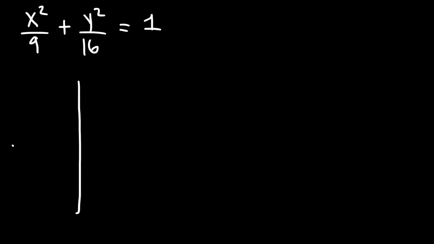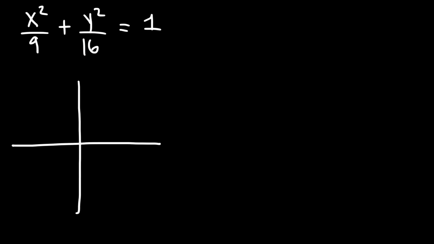Now let's say you're given an equation. Calculate the area enclosed by this ellipse. So let's begin by graphing it. This particular ellipse is centered at the origin. A squared is 16, B squared is 9.